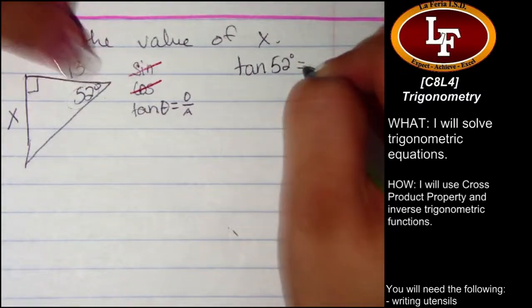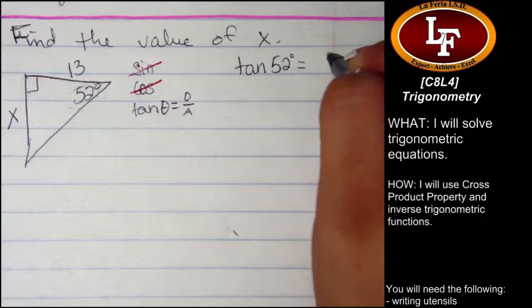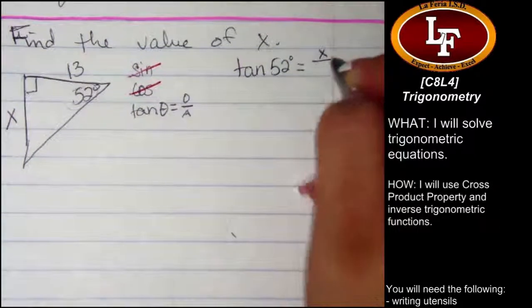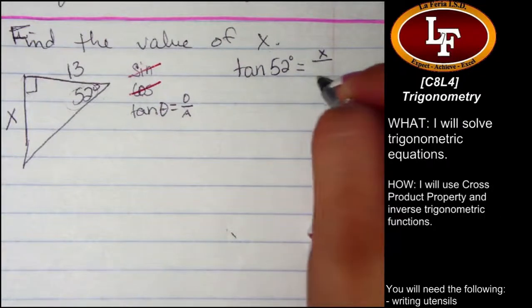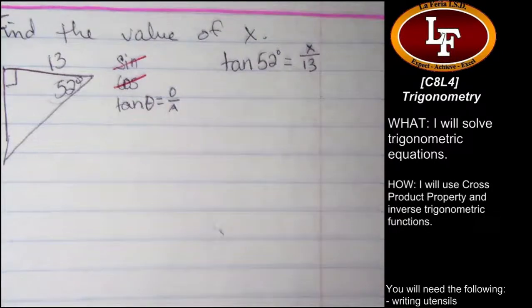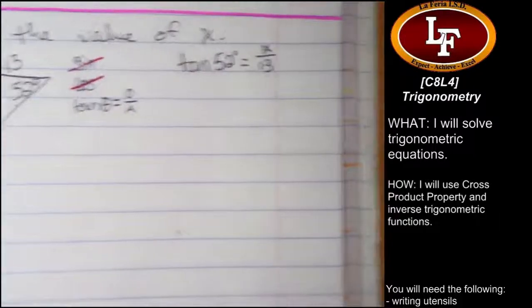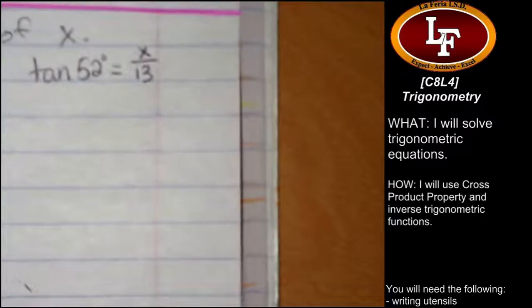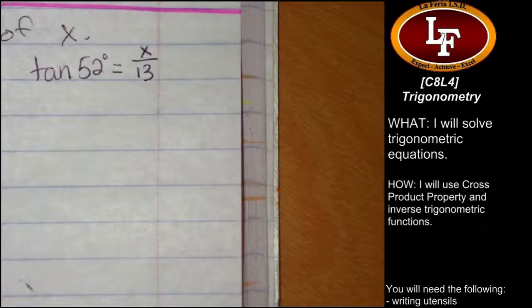And then the side opposite 52 is, we're going to write x. And the side adjacent to 52 is 13. Now we have our equation. We need to solve this for x. I'm going to zoom in a little tighter on the work here. There it is. I need to solve this for x.